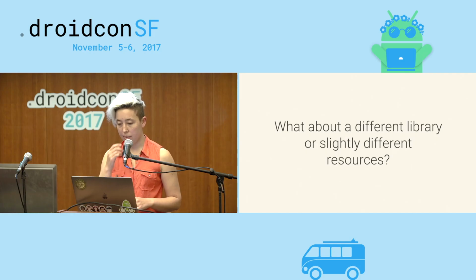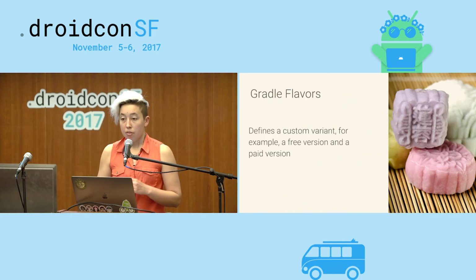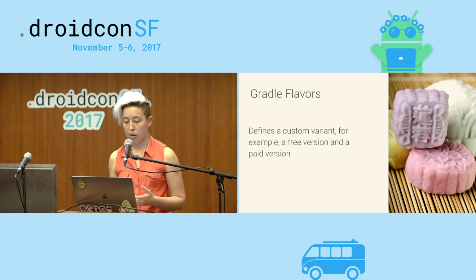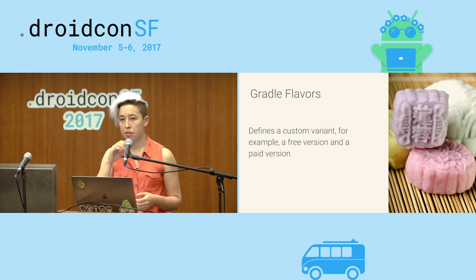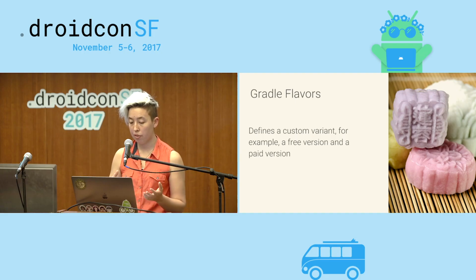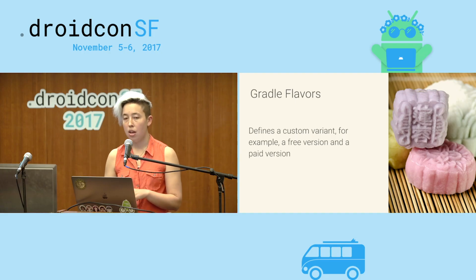Okay, so what about that slightly different library or slightly different resources example? For that, you can take advantage of Gradle flavors. Gradle flavors have been around for a long time, and one of the generic examples you'll be given is you might use Gradle flavors if you want to create both a free version of your app and a paid version of your app.